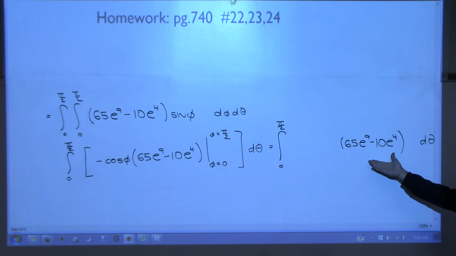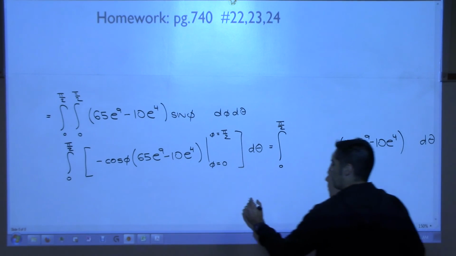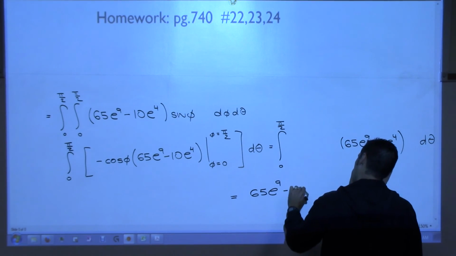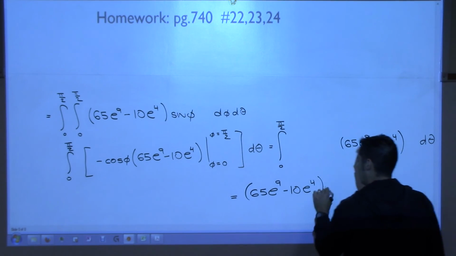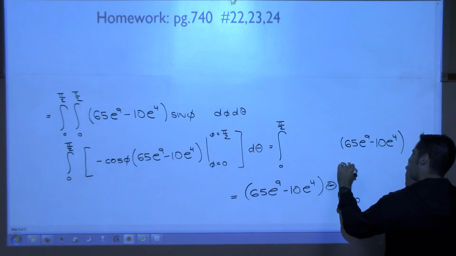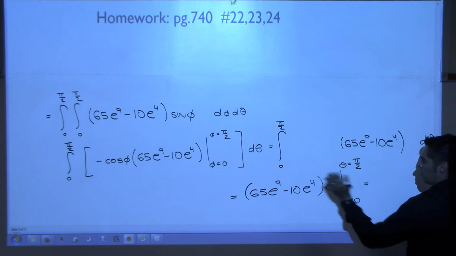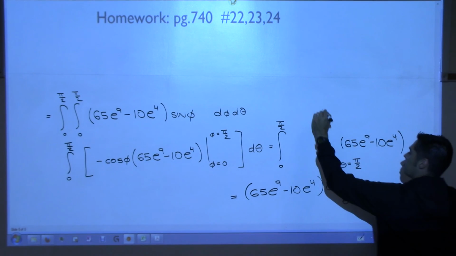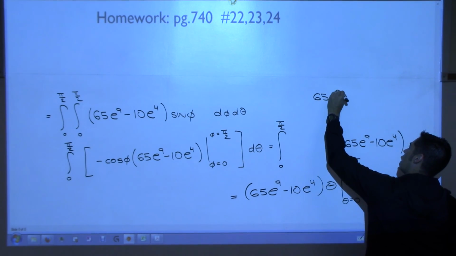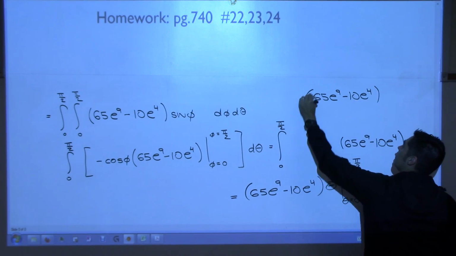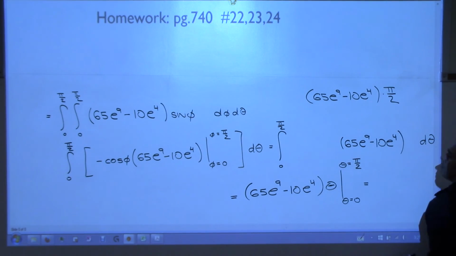And you're integrating it. That's a constant, right? So you're integrating a constant with respect to theta. We should just get that number, 65 e to the 9th minus 10 e to the 4th, times theta. That's the antiderivative of that, from theta equals 0 to pi over 2. And of course, when we plug in 0, we don't get anything. But when I plug in pi over 2, it's all of this times pi over 2. So the answer should be 65 e to the 9th minus 10 e to the fourth, all of that times pi over 2. And that should be it.